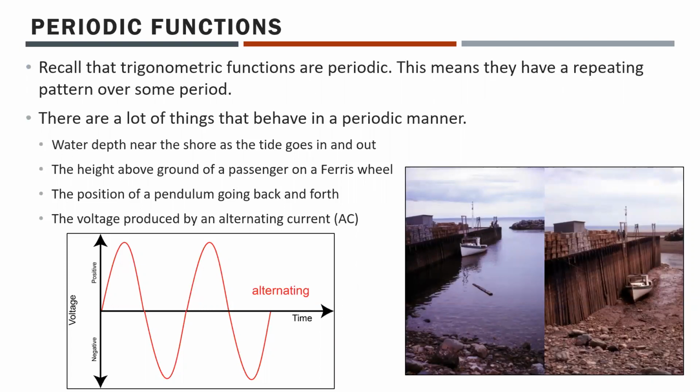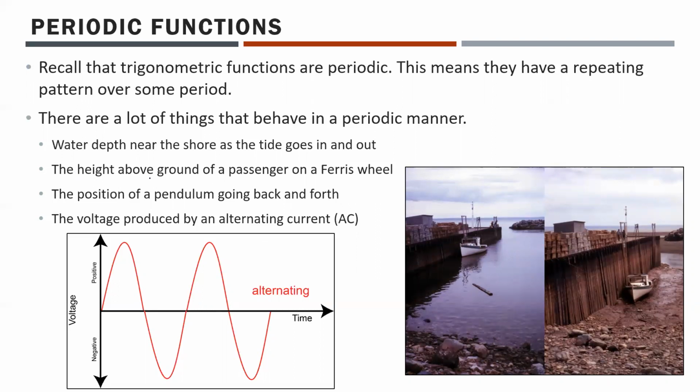There are a lot of things that behave in a periodic manner. For instance, water depth near the shore as the tide goes in and out. Like this picture right here, this is from the Bay of Fundy. Bay of Fundy, of course, is between New Brunswick and Nova Scotia. It is actually well renowned for having one of the highest, if not even the highest, change in tides throughout a day. It's quite remarkable. But of course, since that tide goes in and out and up and down, so the water level goes up and down throughout the day, that is a periodic nature to it, right?